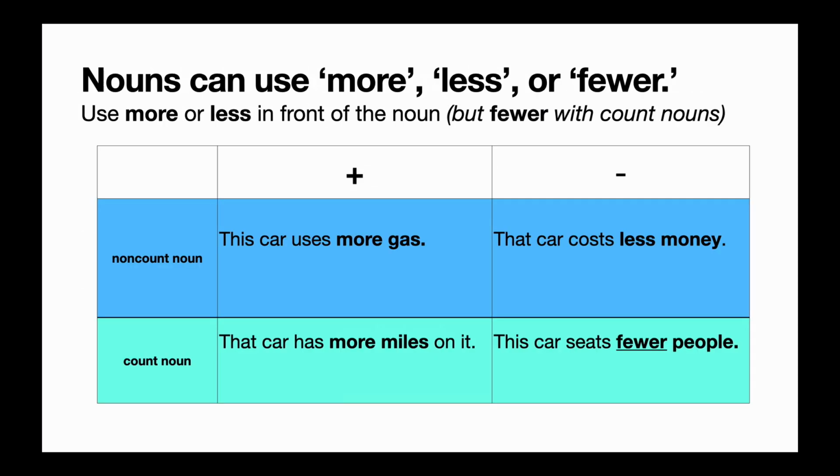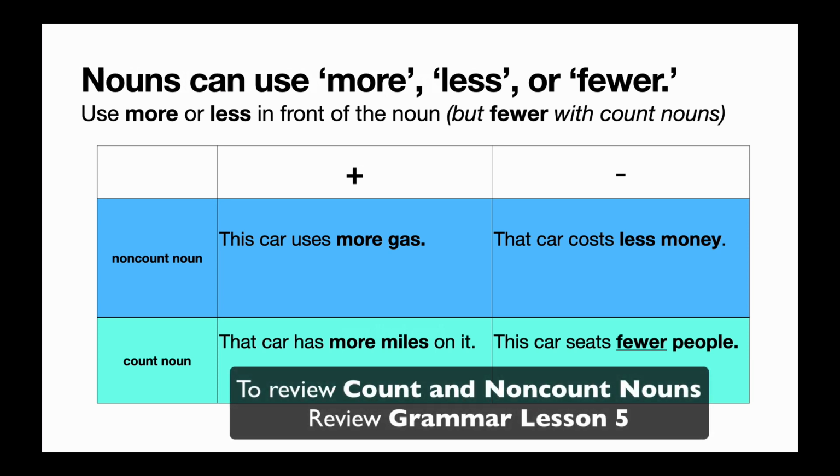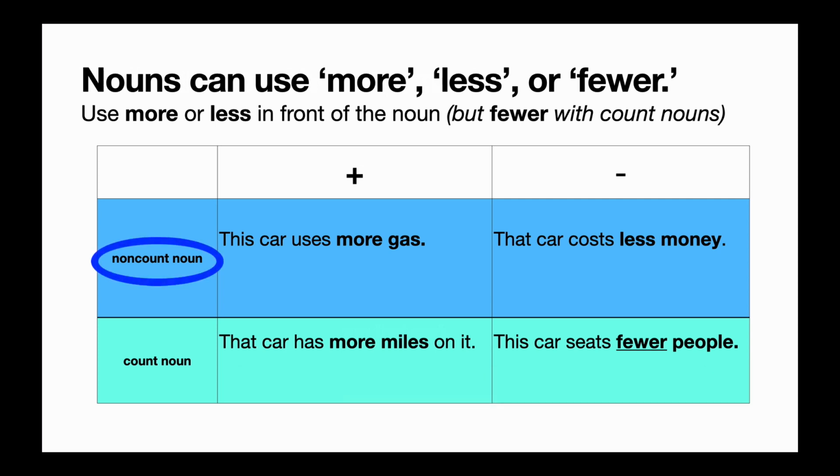Okay, with nouns, it becomes just a little bit more confusing. You use more or less in front of the noun, but we also have the option of using the word fewer. And you only use fewer if you're trying to say less with a countable noun. So if you don't remember what the difference is between count and non-count nouns, then you should go back and review Grammar Lesson 5. So let's start with the non-count nouns, like gas and money. You use more and less, so this car uses more gas, or that car costs less money.